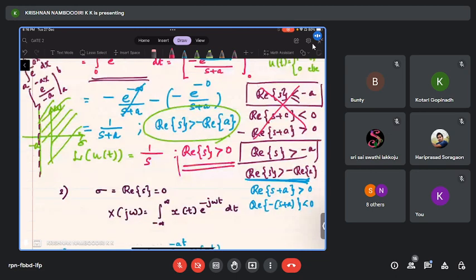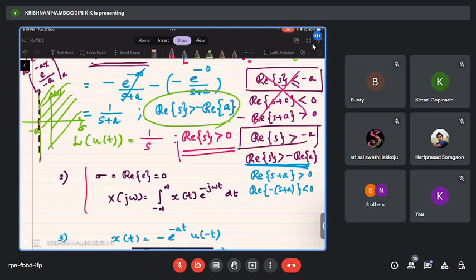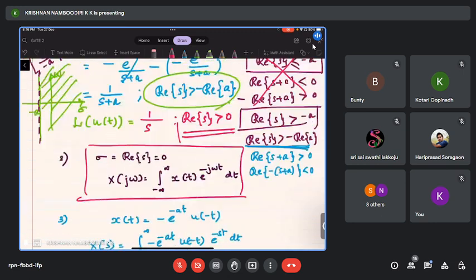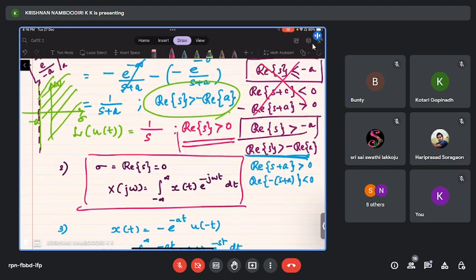Now we will see one more thing. Also, this part I have already told you: whenever the real part of s equal to 0, if we substitute that, then this Laplace transform will become our Fourier transform. Now we will see some other x of t that has the same Laplace transform, 1 by s plus a, but has a completely disjoint region of convergence.